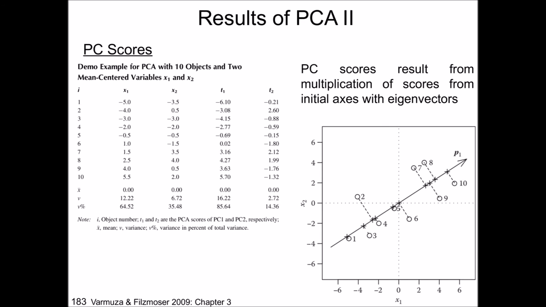So now that we know what eigenvalues and eigenvectors are and have a basic understanding of how PCA works, we look more into the results of the PCA, and something that you obtain are the so-called PC scores, the principal component scores. These show the new positions of the objects on the new components that we have derived, so on the new axes with maximum variance. And these PC scores result from multiplication of the scores from the initial axes with the eigenvectors.